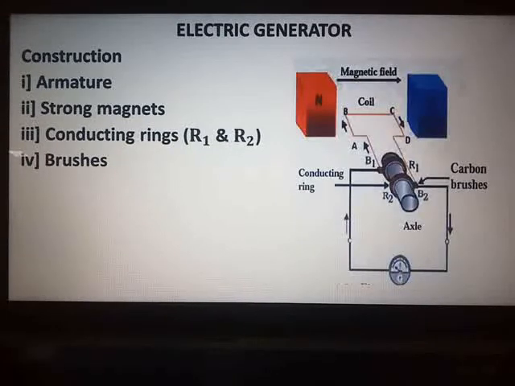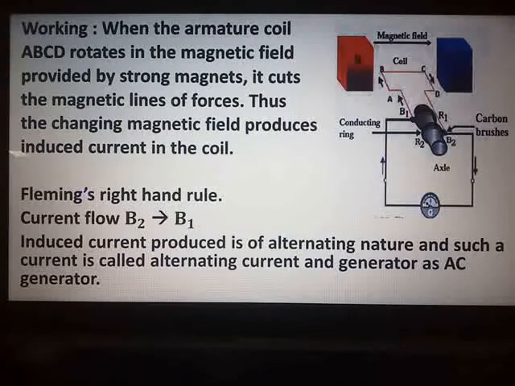So in your textbook, page number 59, the last paragraph is the construction. And for the working, you can refer to page number 60. The first paragraph near diagram 4.20 is your working. Here also, as I told you for the electric motor, I have given you the entire paragraph. You can shorten the points and write the working. The diagram here is 4.20 from your textbook. That is the diagram for this question.